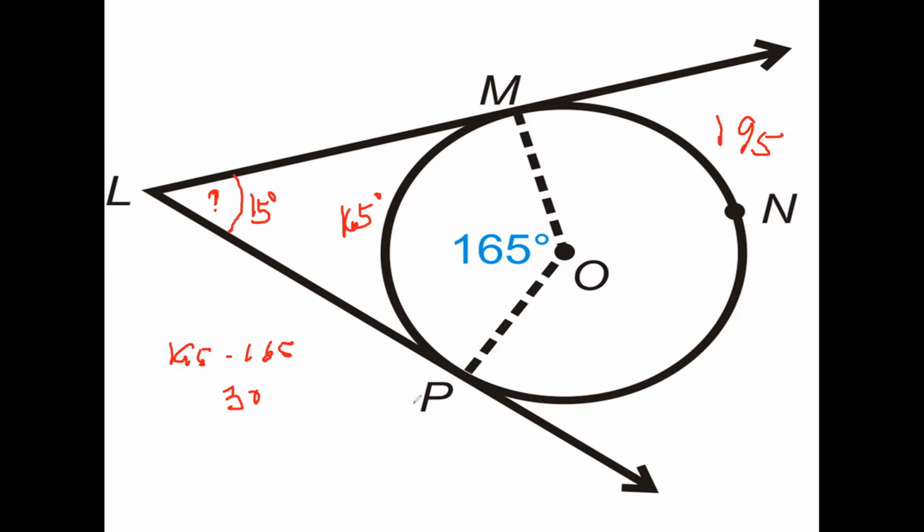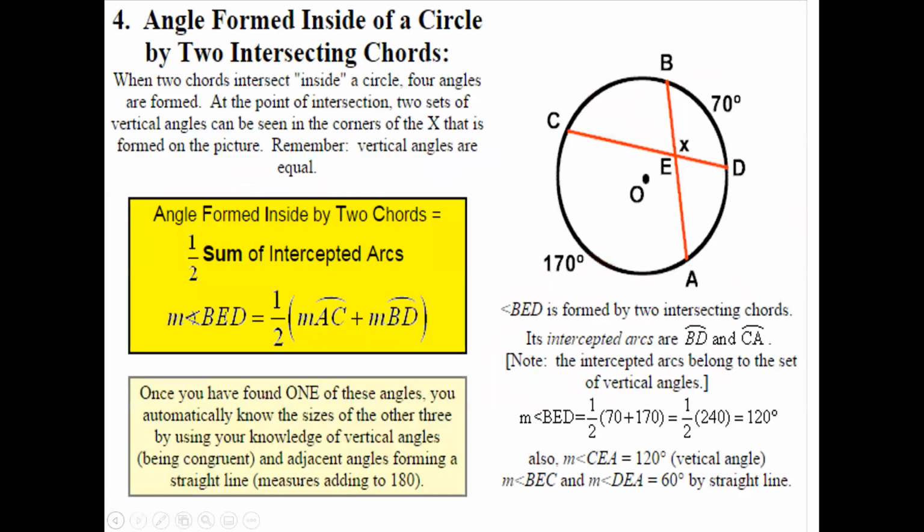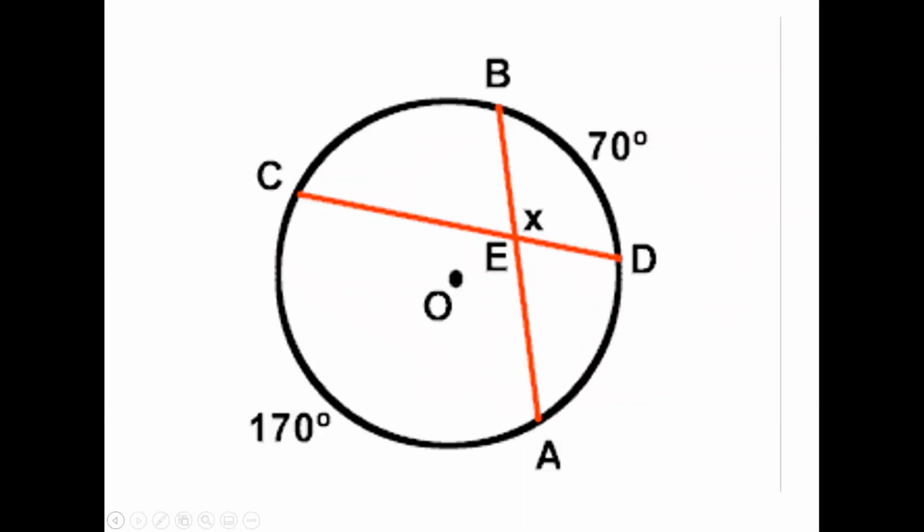So let's move to isa pang angle. Isa pang angle na nabuo. Ito naman, the difference is nabuo siya sa loob ng circle, using two chords. We have the chord BA and the chord CD. At nabuo ang ating angle. Technically, 4 na angle yon na mabubuo, kasi parang naka-X sa loob ng circle.